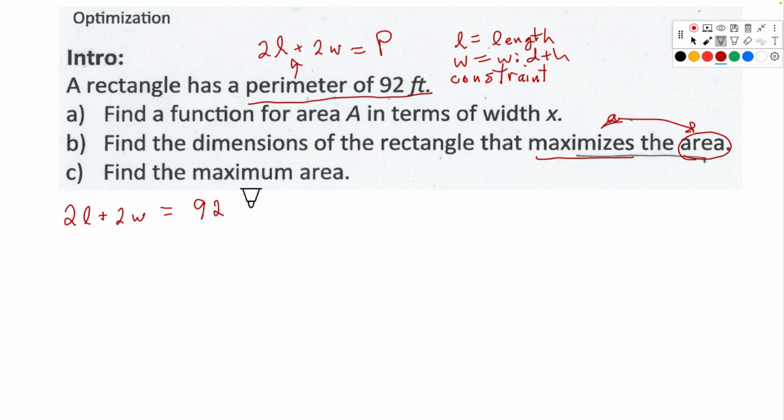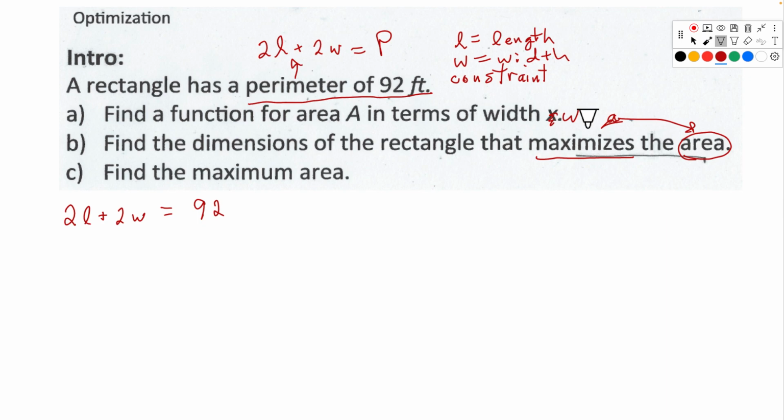Okay, so we're actually getting things set up just by analyzing. Now we're supposed to find a function for area in terms of width. Oh, they said width should be X, but I don't always listen to what they tell me because, hey, we get to decide. We're going to call it width W, because I'll forget what X is. And you could do that.